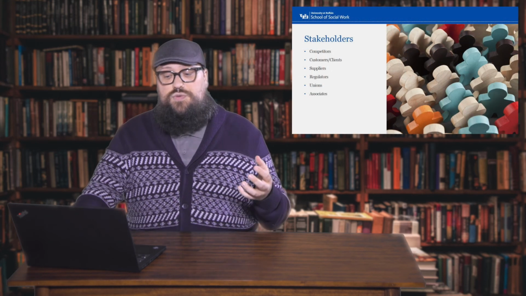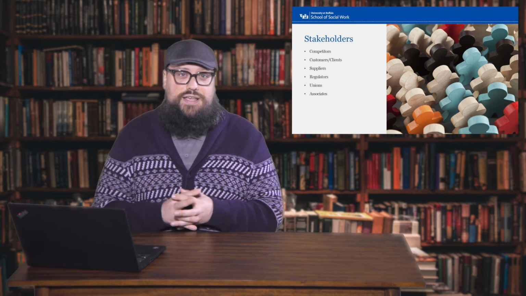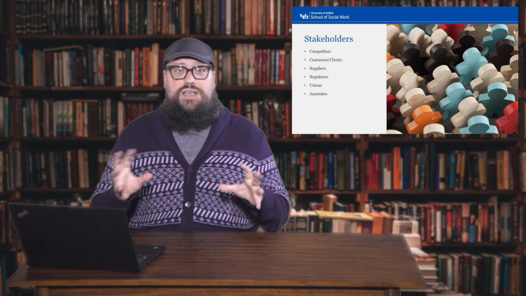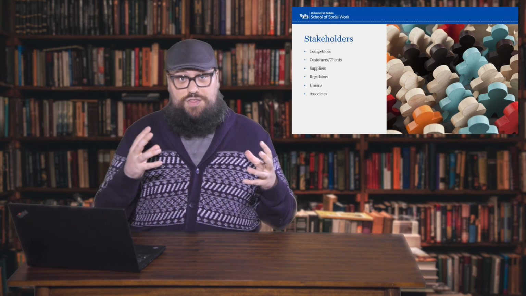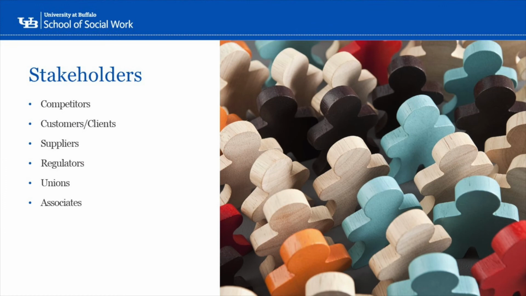And finally, the final condition that we'll look at is the stakeholder. The stakeholder can be the customers or the clients of the organization. It can be the competitors of the organization, the suppliers, the regulators, the unions that they work with, or different associates. So really anyone that has a stake in that company.